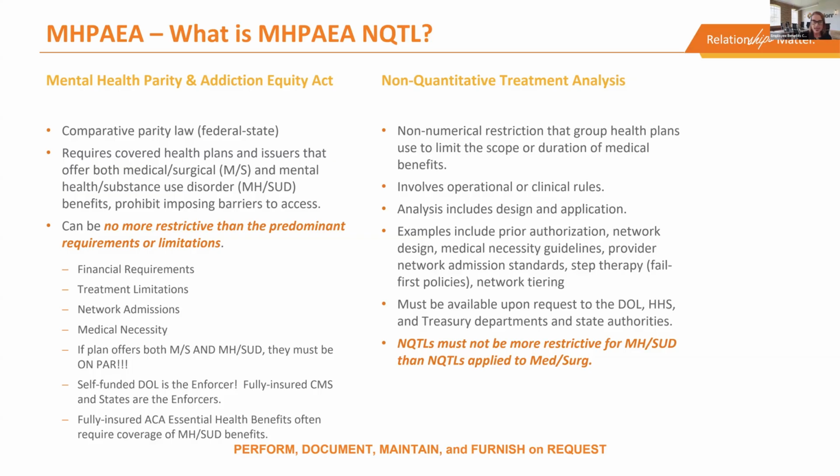Now, high level, the report itself must be available upon request. And there are various departments that can request it. The trifecta, as I call it, the DOL, HHS, and Treasury, in addition to state agencies that will govern. So in some states, it might be the insurance department, and in others, it might be the Department of Health. There are various agencies that can request this report. And then later, we'll also talk about other individuals that may request the report as well. And again, high level, the non-quantitative treatment limitations must not be more restrictive for mental health and substance use disorder versus med-surg.